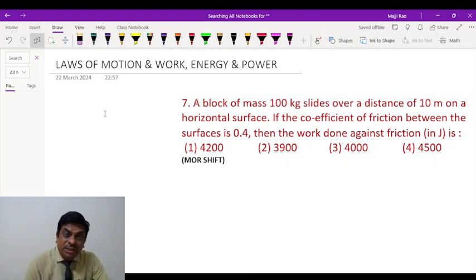In this video, we will be discussing questions which were asked on 29th of January 2024 JEE Mains. The chapter is Laws of Motion and Work Energy Power.